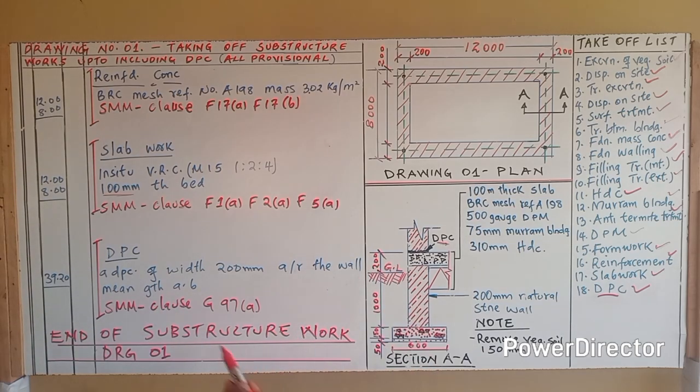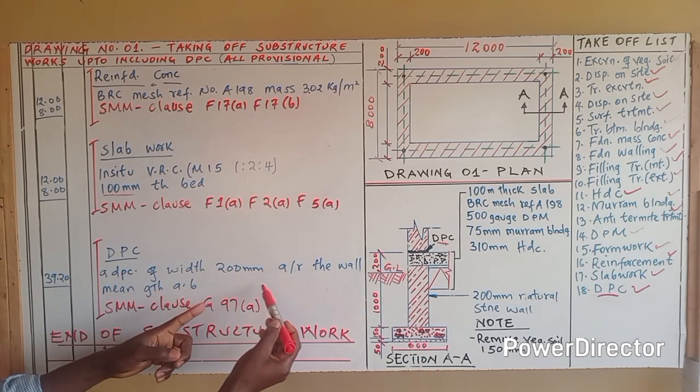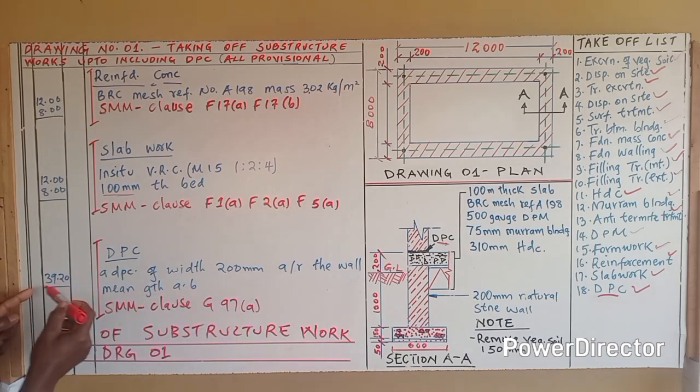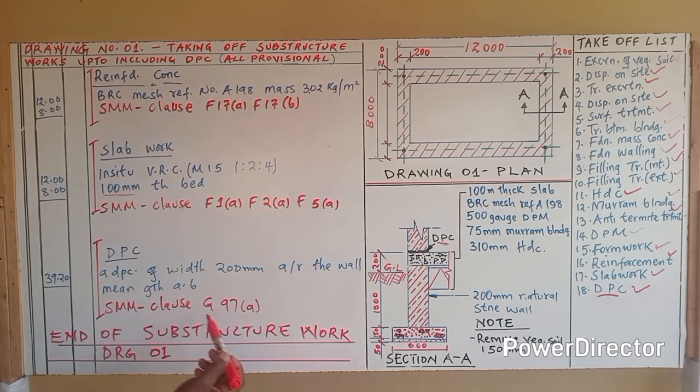So how do we explain that? A DPC of width 200 millimeters across the wall, meaning that as above, that is this one, 39.20 meters, and remember to close. As above means we have calculated the same length somewhere else above as we are now proceeding with our taking off. So if you read the SMM clause G97A, it explains how the DPC is being laid across the slab work just before the superstructure commences.